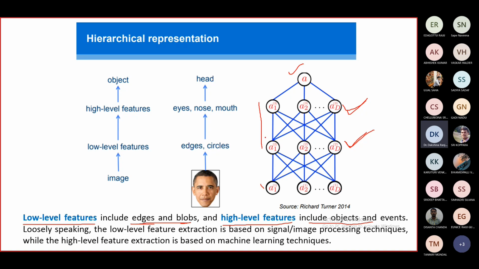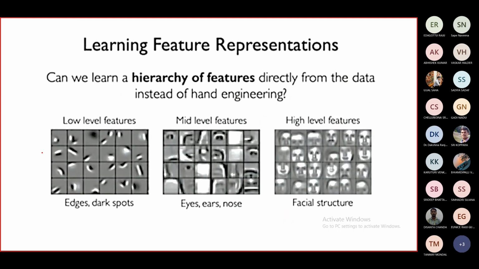So here in the neural network, the affine transformation is done between the first hidden layer and the last hidden layer, and in between the first hidden layer and last hidden layer, we can obtain the low level features, mid level features and high level features. So here you can see these three different types of features. How do the low level features look? This is the representation of the low level features.